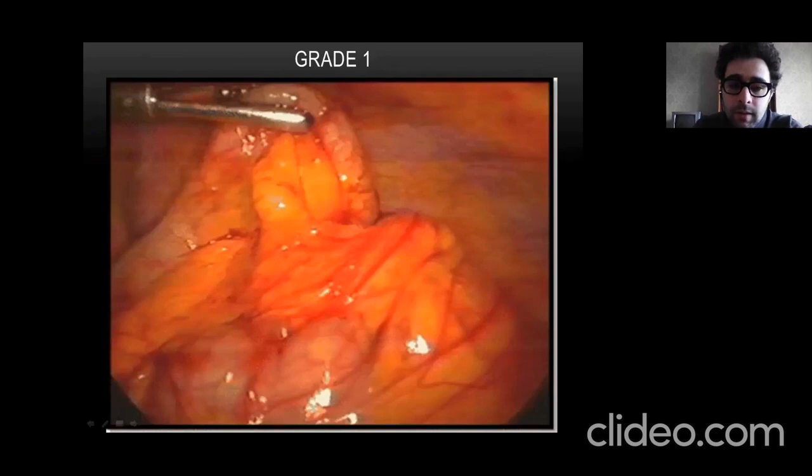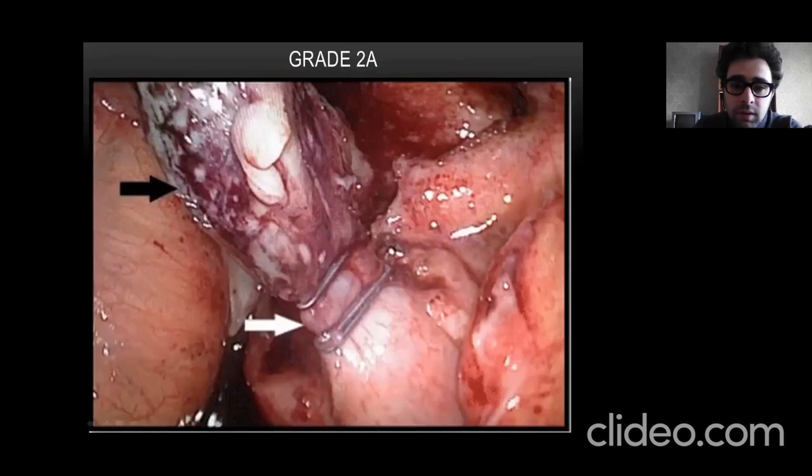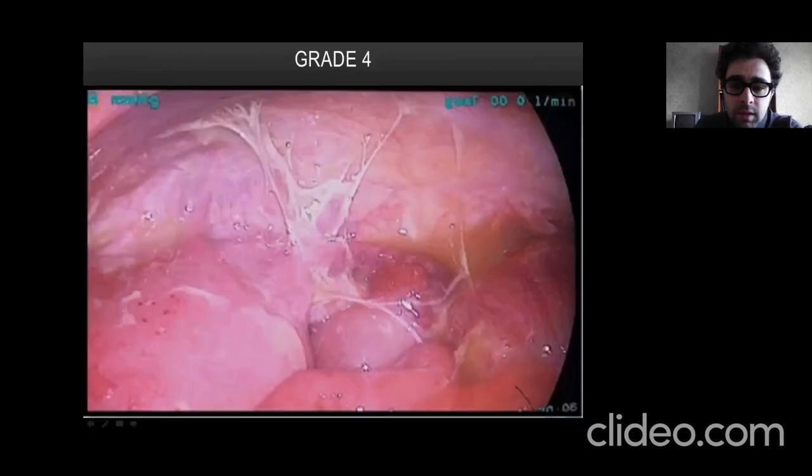Grade 1: superficial appendicitis, phlegmonous appendicitis. Do you see? It is rigid, with hyperemia and edema. Grade 2A: segmental necrosis in the appendix. Do you see? Grade 3: abscess, that is drainage. Do you see pus that comes from the abscess? And grade 4: peritonitis with fibrin.